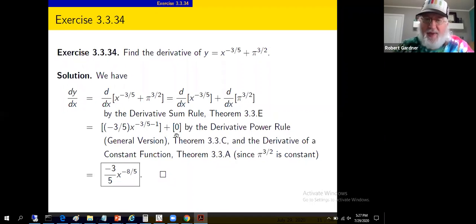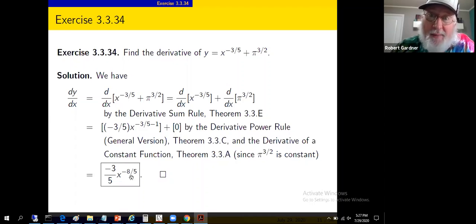Bad test question. I intentionally put this one in the notes just to warn you of what they're up to here. That's a sneaky question, not a good teaching question, but keep an eye out. It's in the book. The derivative of the constant is 0, so we get a 0 there. So we got negative 3/5 x to the negative 3/5 minus 1. It'll be negative 3/5 minus 5/5. It'll be negative 8/5, I think.